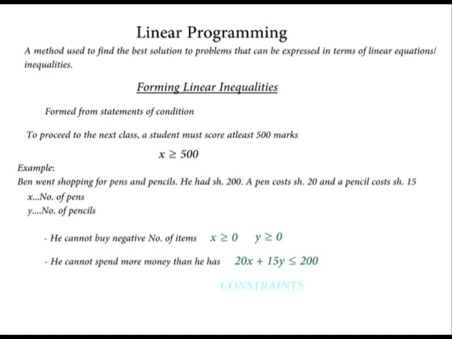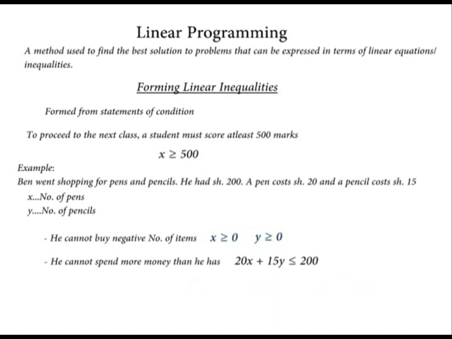These inequalities are called constraints. They are basically restrictions or conditions. x and y are called decision variables. They tell us what quantity to buy, sell, produce or transport and so on. These two are called the non-negativity constraints because we are dealing with real-life situations.